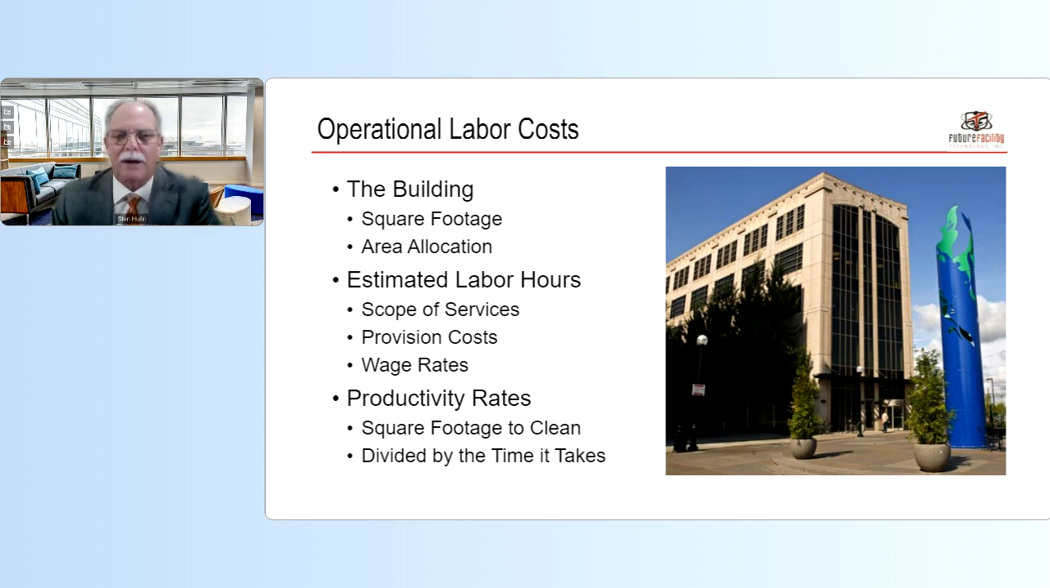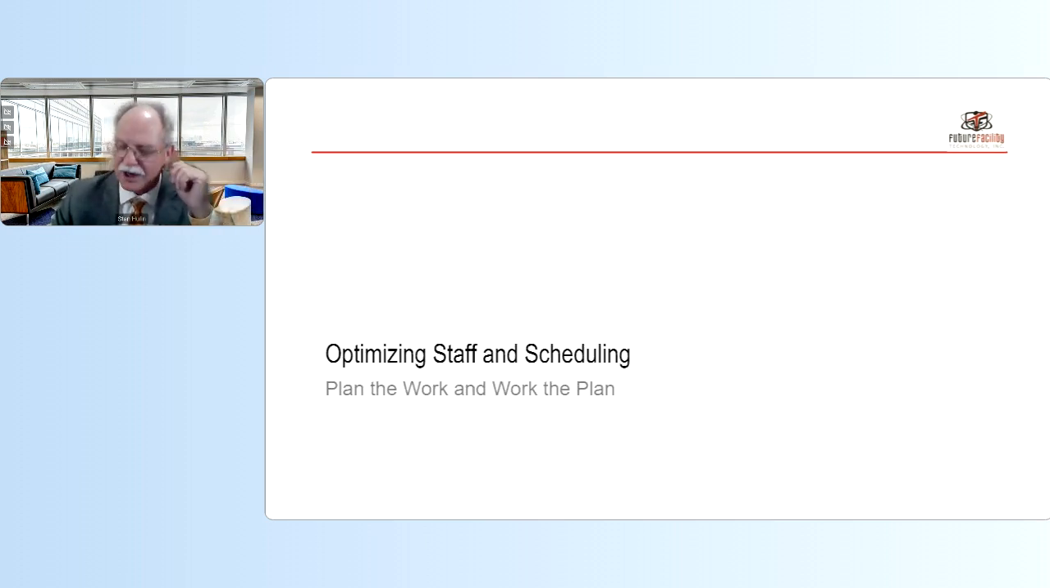So that's how we come to the macro productivity rate: by dividing the whole building by the time it takes to clean the building. That is the macro view. So what we're going to talk about today is the mid view.